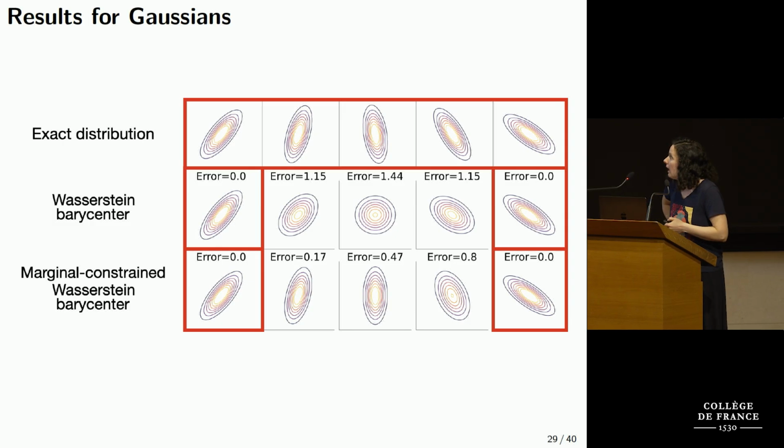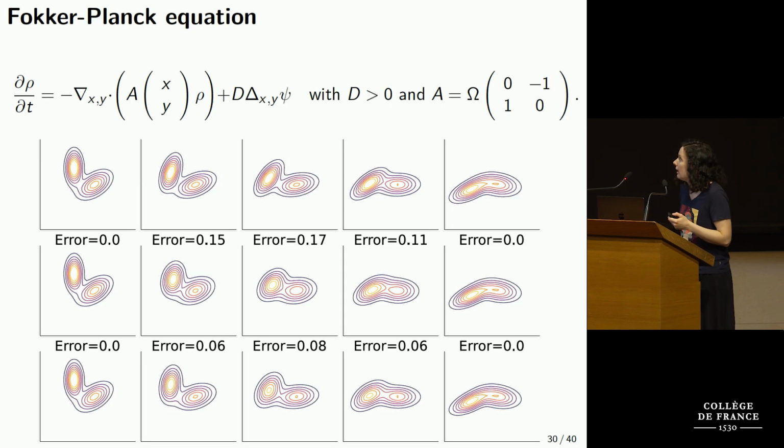And now if we use a marginal constraint Wasserstein barycenter between the same two Gaussians, we recover something way closer to the exact solution. And of course, we have used more information, but at least for our problem, this is some information that normally we can have.